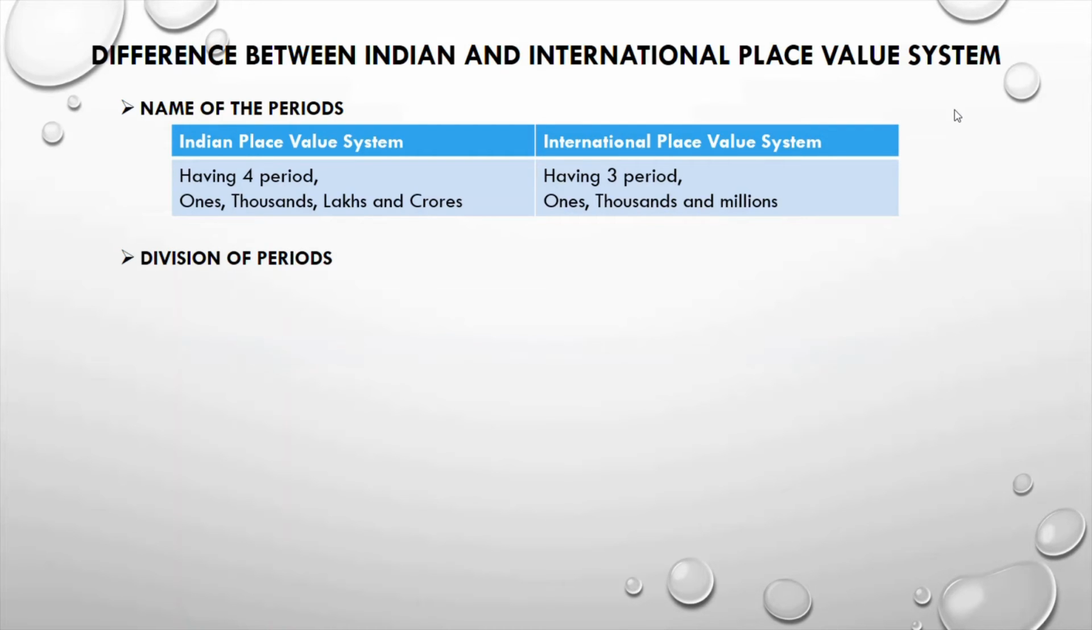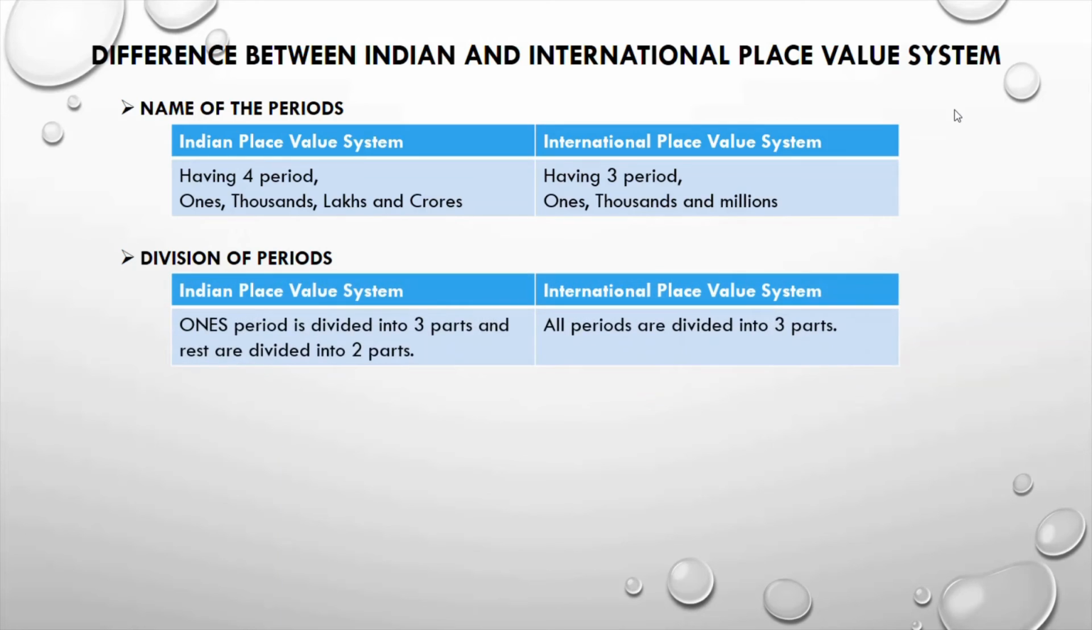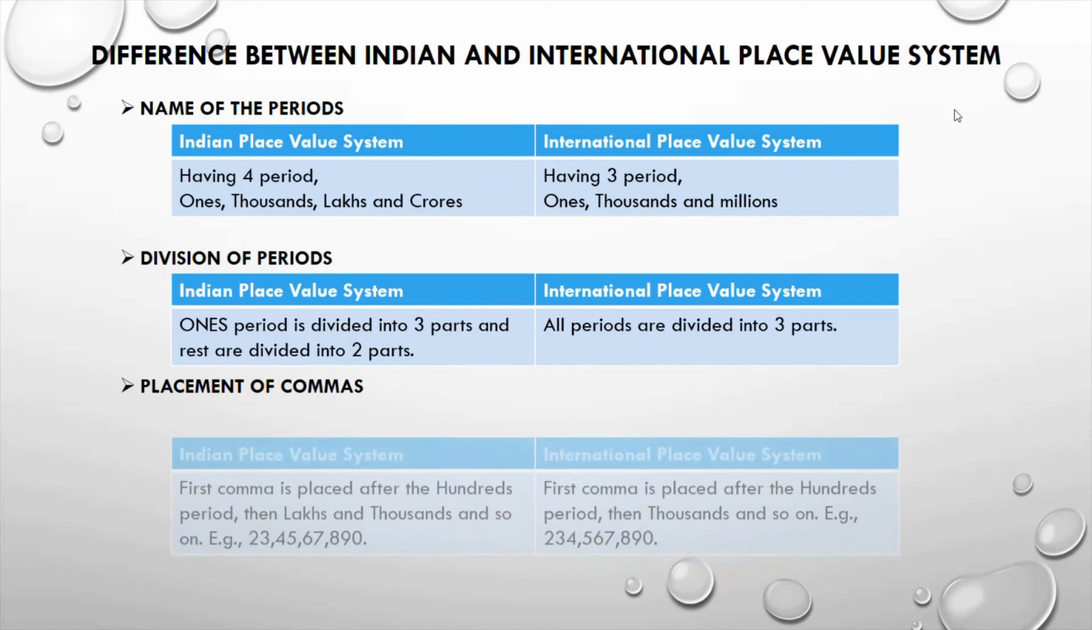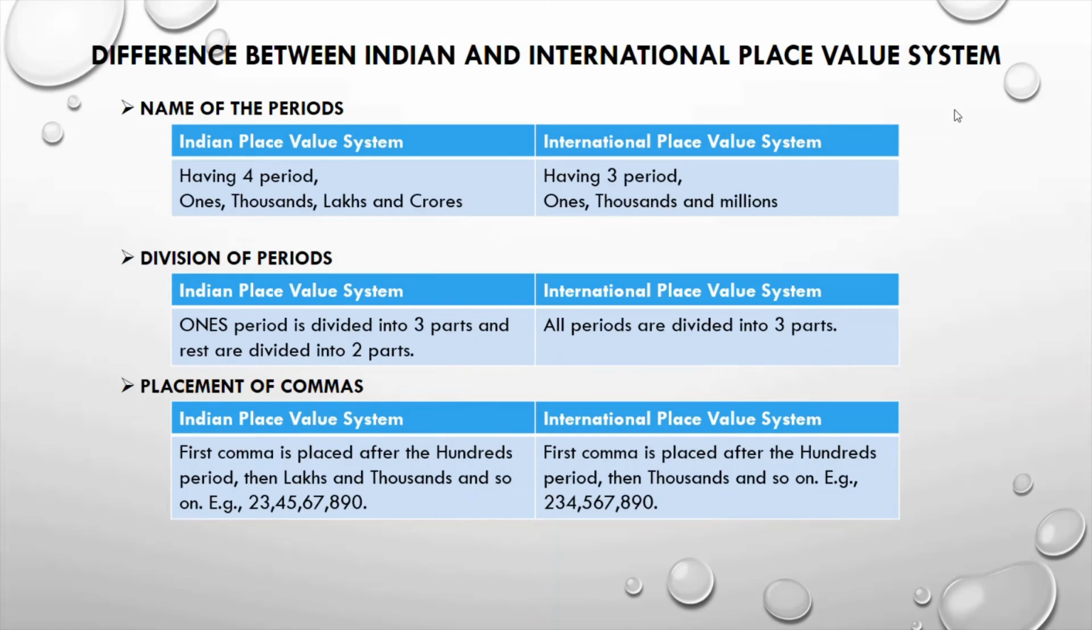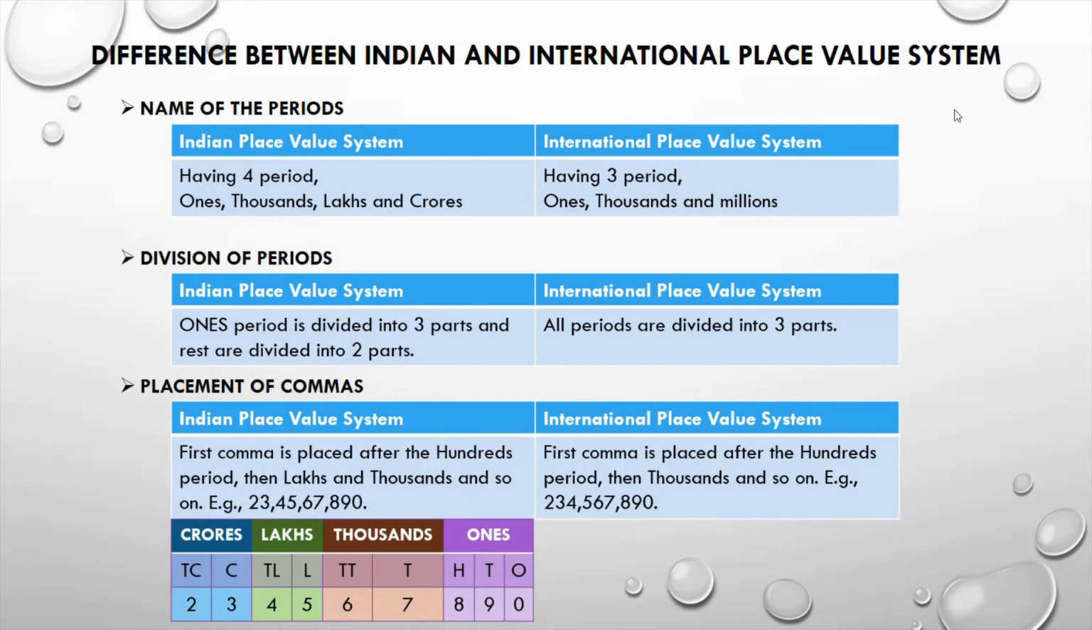Second is the division of the periods. In the Indian place value system, the ones period is divided into 3 parts, whereas the other periods are divided into 2 parts. Whereas in the international place value system, all periods are divided into 3 parts. Third is the placement of commas. In the Indian place value system, the first comma is placed after the hundreds place, then thousands, lakhs, and so on.